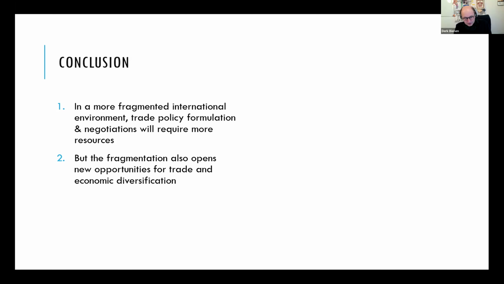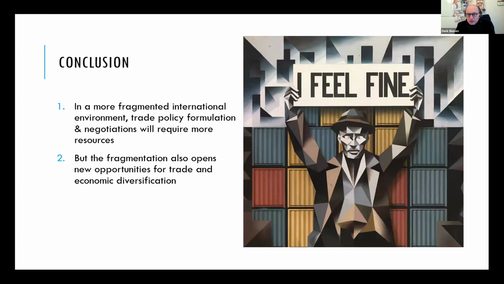On the other hand, this new fragmentation of trade relations and trade negotiations also opens up new opportunities for trade and economic diversification. So altogether, I would say times are risky, but risky times also mean high opportunities. So yeah, I asked AI again what all this means, and the outlook is slightly positive. Thank you very much.